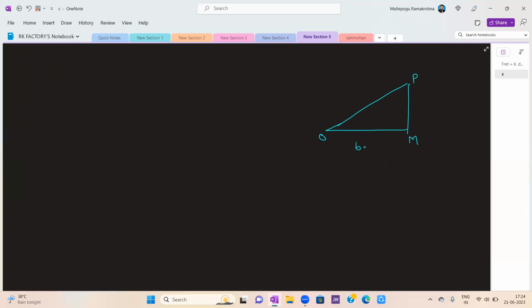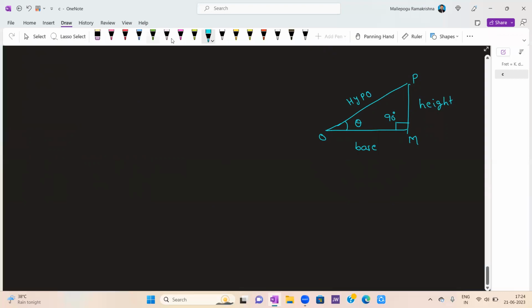This is the base. This is the height. This is going to be the hypotenuse. And where we have taken the angle is this. And one angle is 90 degrees. Now from this basic idea, the definitions I have given for the angles, whatever we are going to use.